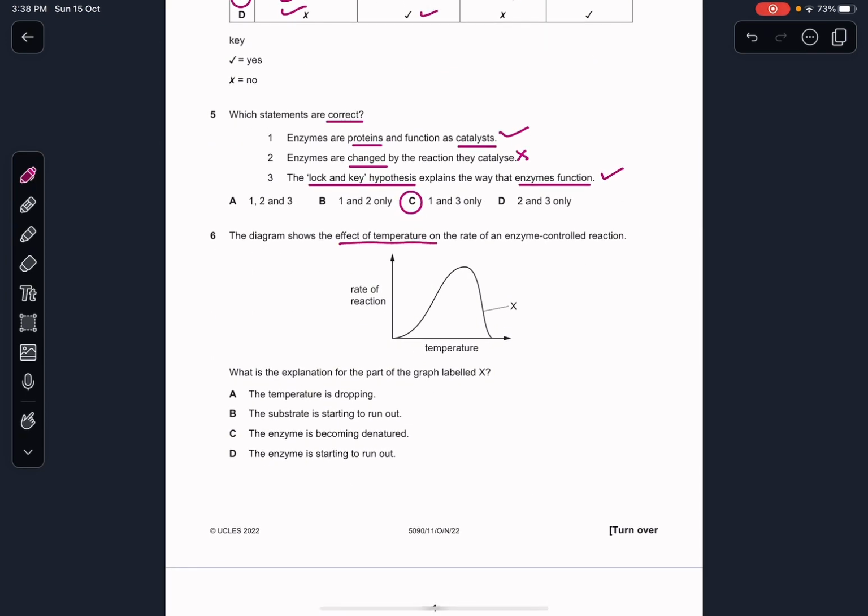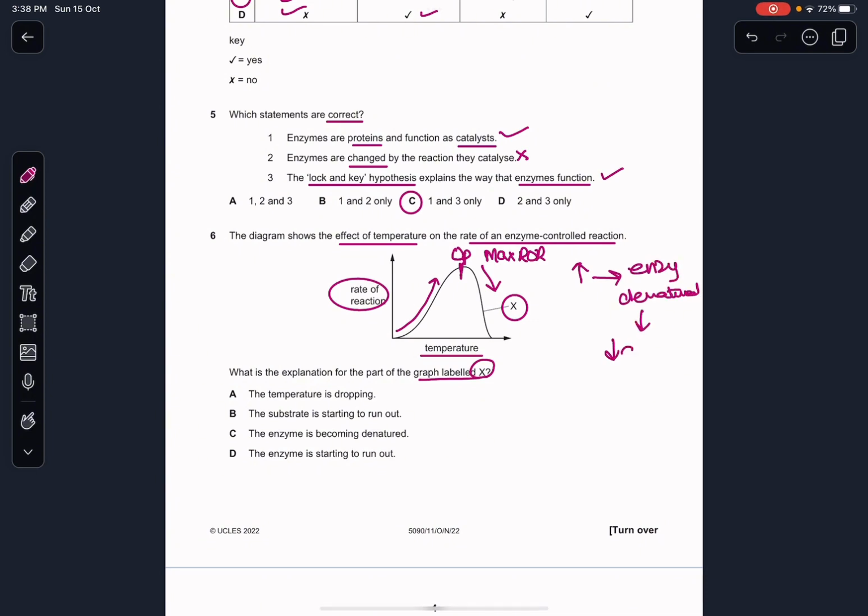The diagram shows the effect of temperature on the rate of enzyme controlled reaction. What is the explanation for the part that is labeled X? Now, on the x-axis we have temperature, on the y-axis we have the rate of reaction. The rate of reaction is increasing as the temperature is increasing. This is the optimum temperature where there is maximum rate of reaction. And here forward, since the temperature is increasing, what is happening? The enzyme is getting denatured. And since the enzyme is getting denatured, its activity is decreasing. It is not able to catalyze the reaction, right? So the rate of reaction hence is decreasing. This is what is happening.